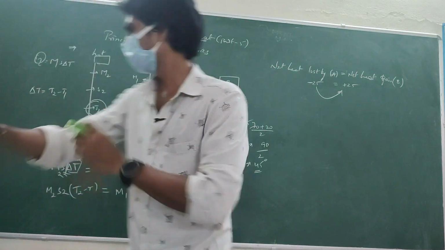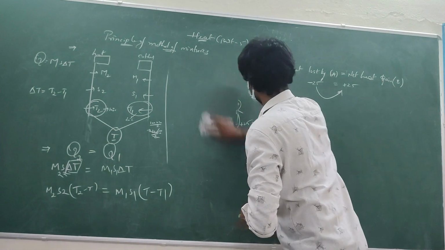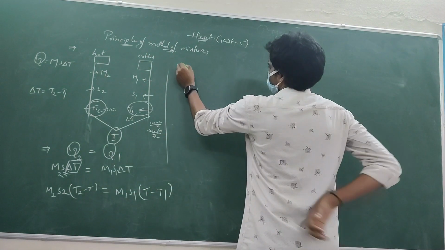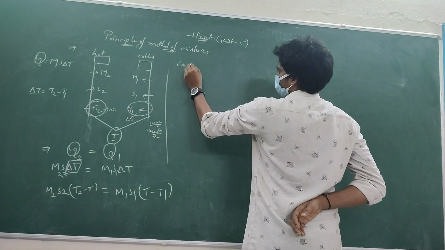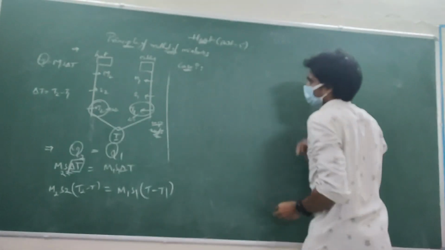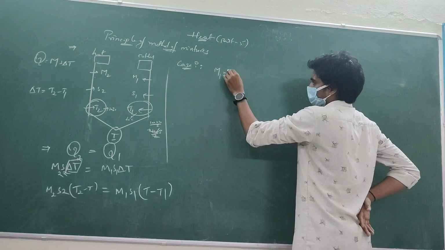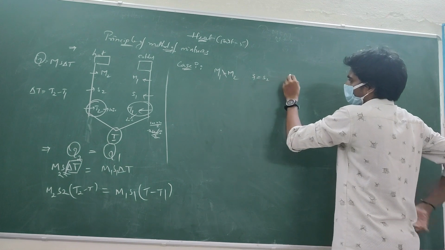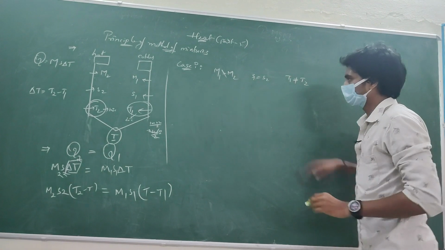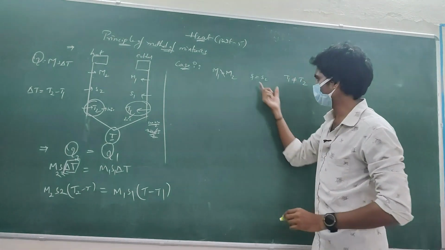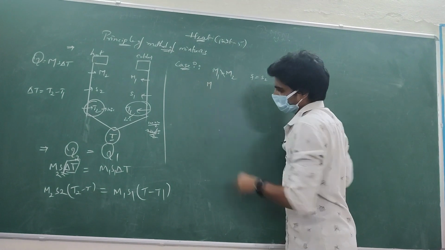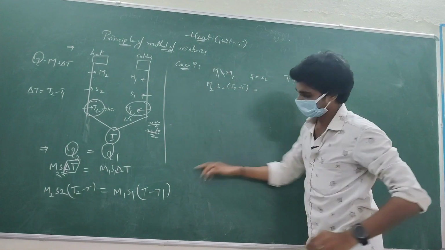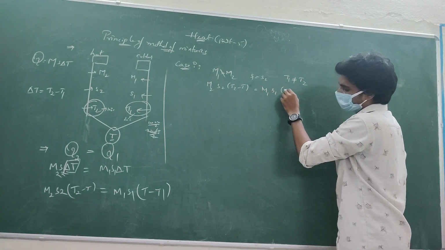Let's say this. We have a case 1. Let's consider like this. Let's say for case 1 we have masses, those masses were not equal. Specific heats of the substances were equal and the temperatures were not equal, right? Let's assume like this. In this case only specific heats were equal. So we'll write the same equation that we have derived here, that is M2 S2 into T2 minus T, that is equals M1 S1 into T minus T1, right?